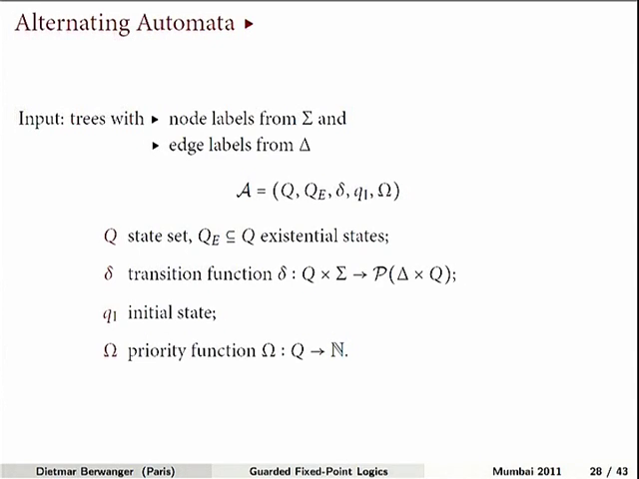We have existential states and universal states, and the transition function looks at the state and at the label of the current node in the tree, and then it proposes some moves, and the moves go into a certain direction. This is the delta, and put a state there. And it will be an automaton with a parity acceptance condition.